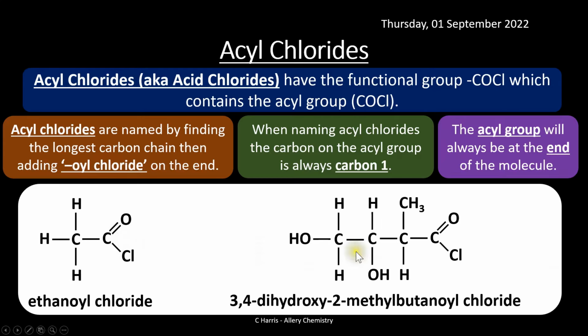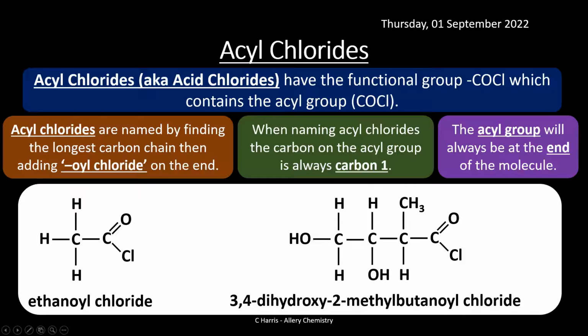So this one, just to make it as complicated as we can, again, the longest continuous carbon chain is 4, so it's going to be butanoyl chloride. There's your 4 there. But on the second carbon, because we always call this carbon 1, we've got a methyl group attached to it. So there it is, 2-methyl butanoyl chloride. And then on the third carbon and on the fourth carbon, so 3,4, we've got 2 hydroxy groups. So it's 3,4-dihydroxy-2-methyl butanoyl chloride.